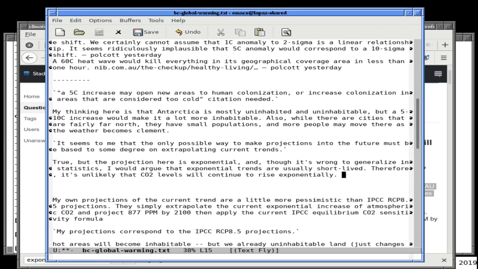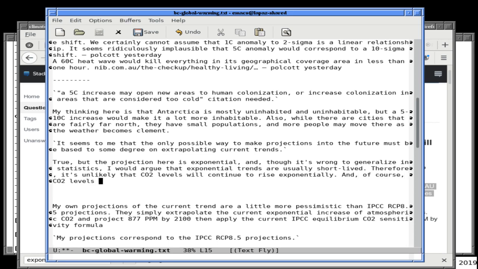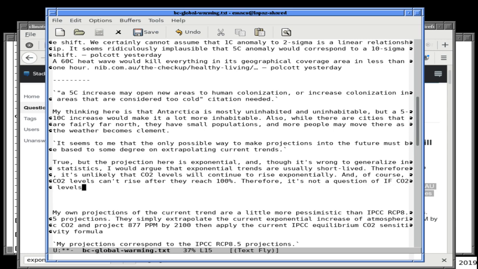And of course, CO2 levels can't rise after they reach 100%, which is true. Therefore, it's not a question of if CO2 levels will stop rising exponentially, but rather when.